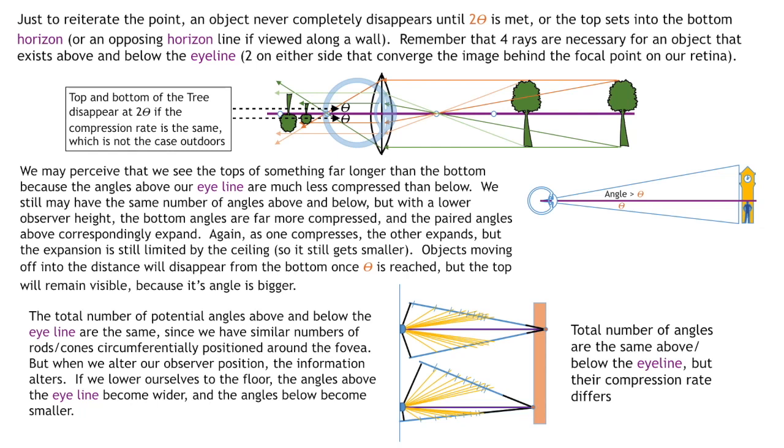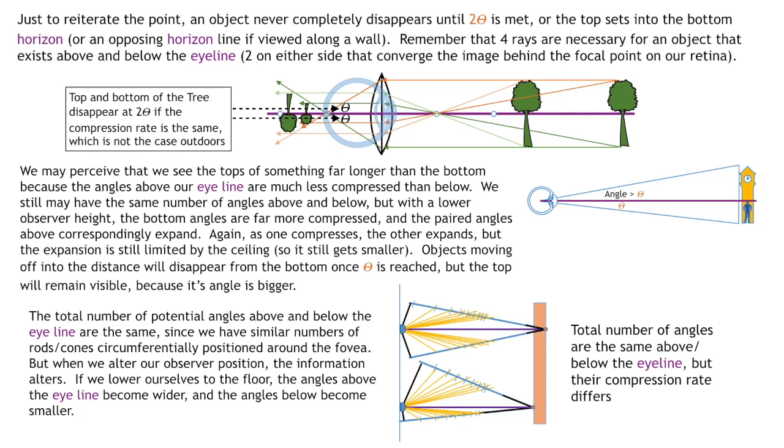Again, with our tree diagram here, I'm representing the top and the bottom of the tree disappearing at 2 theta, but that's if the compression rate is the same, which is of course not the case outdoors. You are closer to the ground than you are to the ceiling or sky. So we may perceive that we see the tops of something far longer than the bottom, because the angles above our eye line are much less compressed than below.